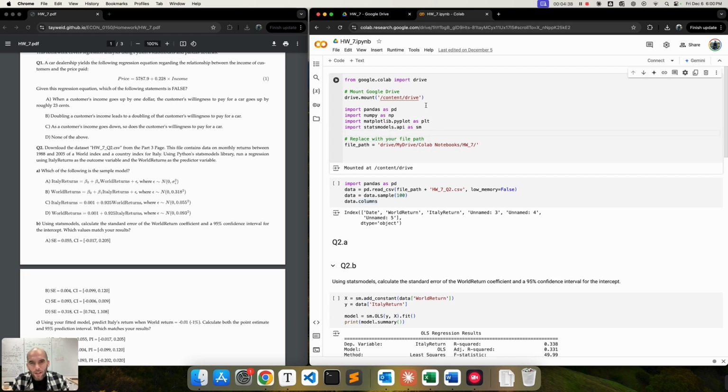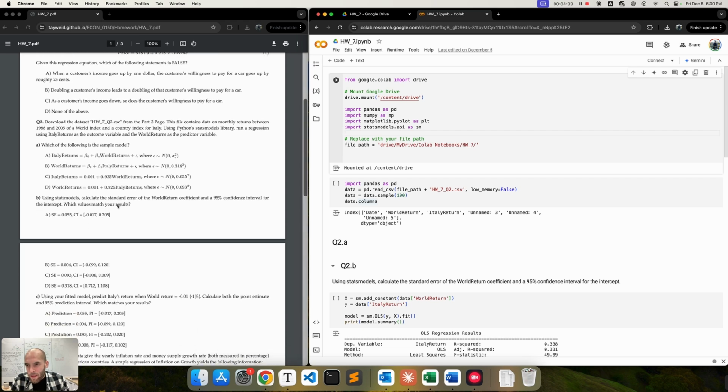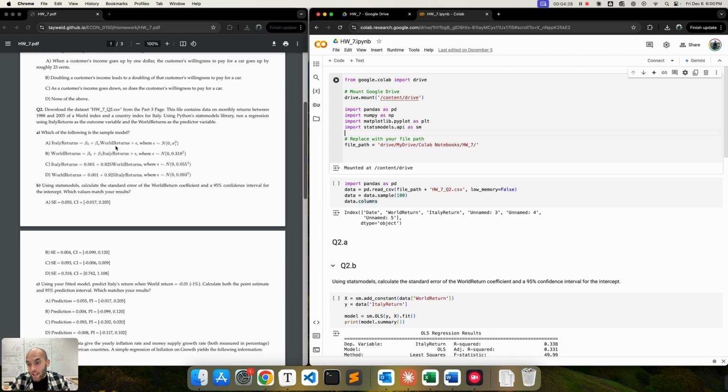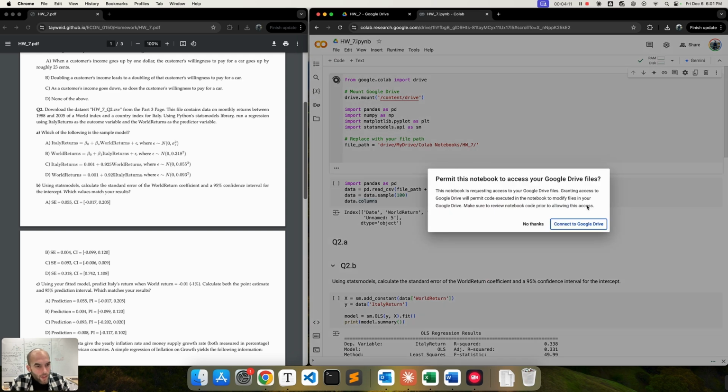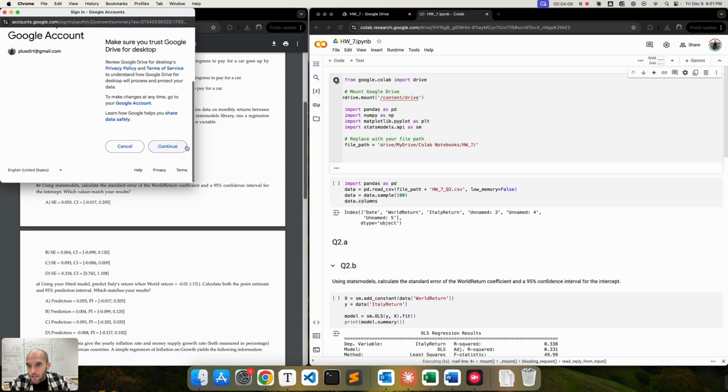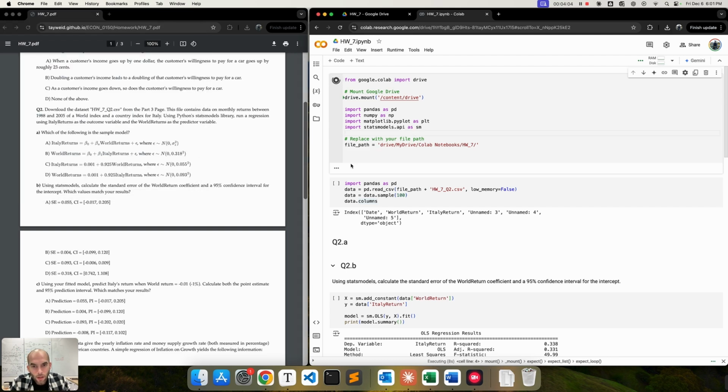So this is just Google Colab on this side and the homework questions on this side. So we're going to start with question 2 and just try to work our way through some of these. All right, so I'm just going to load most of our Python modules here and mount to Google Drive. So set this all up, and then we're going to be connected.